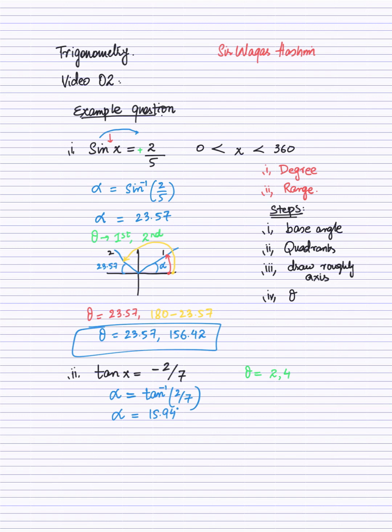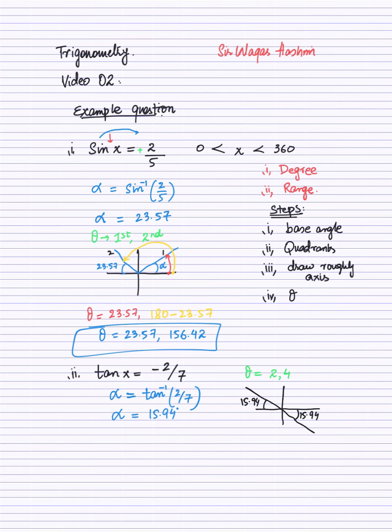Third step, I need to draw roughly the axes and show in which quadrant my theta lies, either in the second quadrant or in the fourth quadrant. Now I need to highlight alpha for both cases. Alpha is 15.94, 15.94. Alright, that is the completion of step number 3.